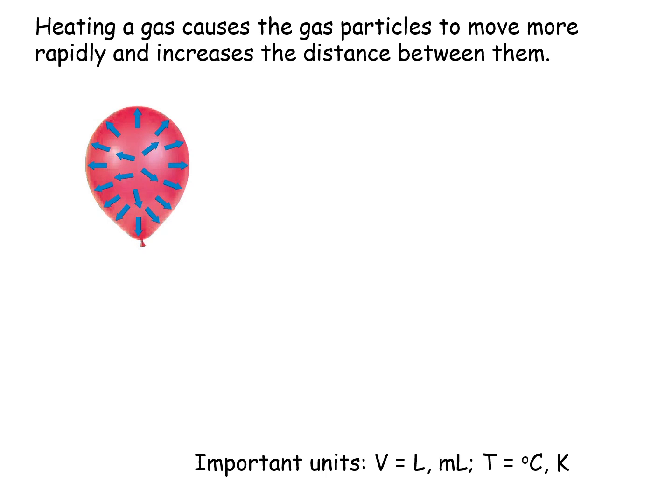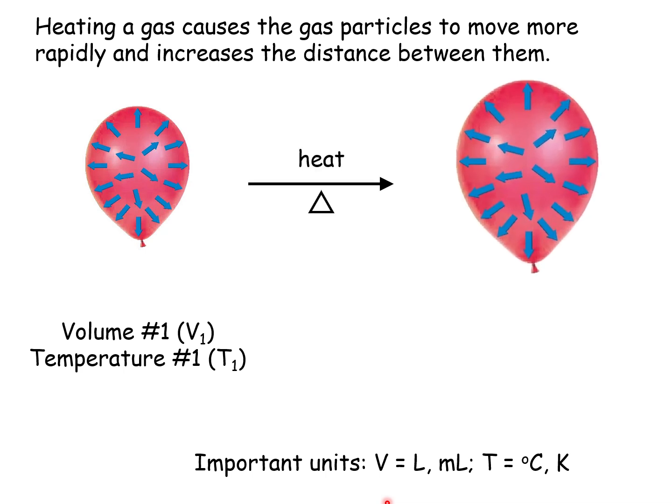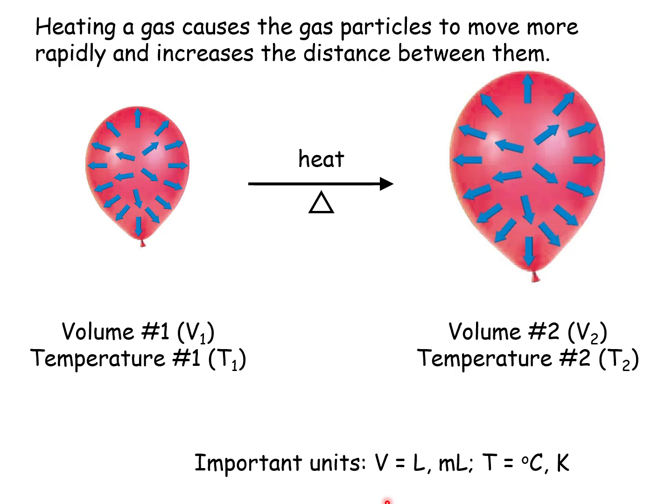So, heating a gas causes the particles to move more rapidly and increases the distance between them. So here we have a balloon. It's at an initial volume and temperature. We're going to heat it up, which causes the balloon to expand. So now we have a new volume and a new temperature.